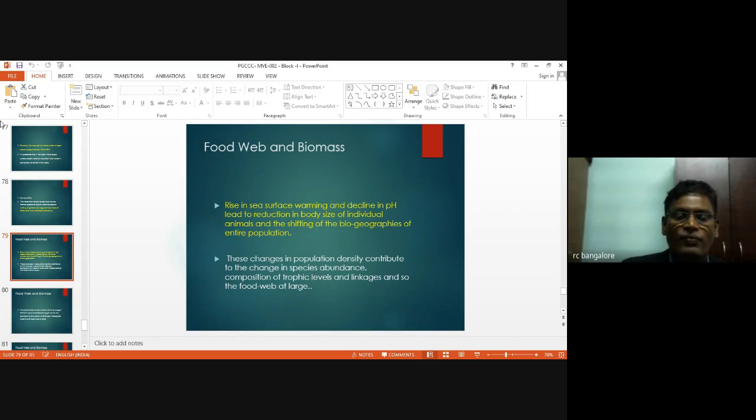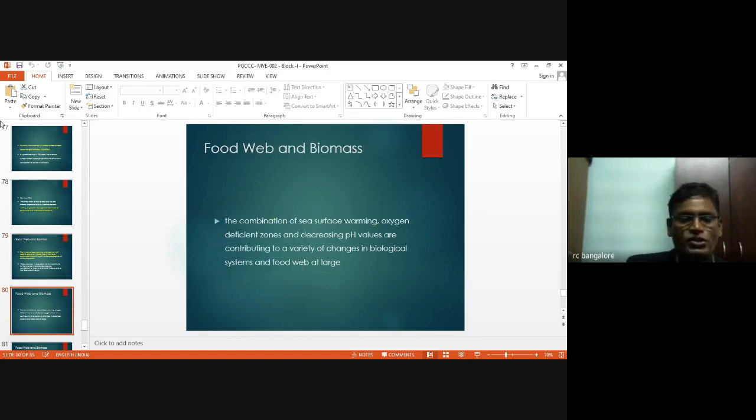Rise in sea surface warming and decline in pH lead to a reduction in the body size of individual animals and a shifting of the biogeography of the entire population. So a slight increase in seawater warming, and simultaneously a decline in pH, reduces the body size of individual animals and shifts the biogeography of the entire population of aquatic fauna. These changes in population density change species abundance, the composition of trophic levels and linkages, and the food web at large.